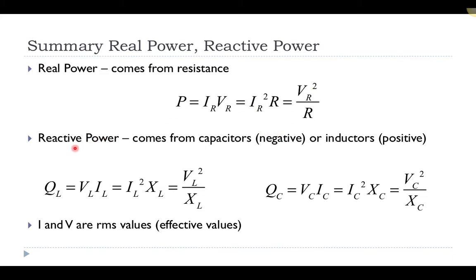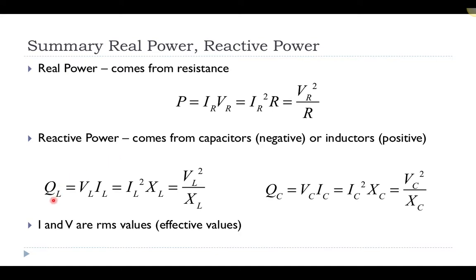We also define something called the reactive power, and reactive power comes from capacitors and inductors. If it's a capacitor, the reactive power is negative. If it's an inductor, the reactive power is positive. And the reason we define this reactive power is that if we look at a capacitor or an inductor in a circuit and look at the average power for those components, the average power is always zero, but the instantaneous power is not necessarily zero, and so we have to take it into account.